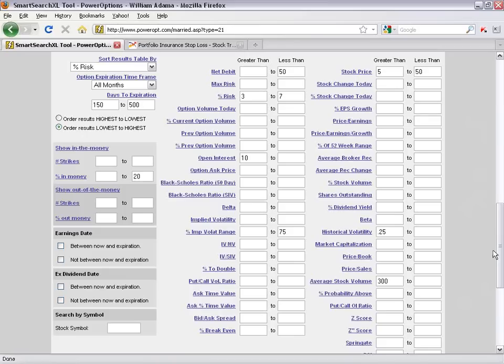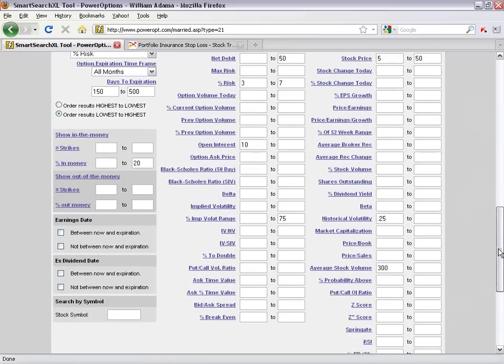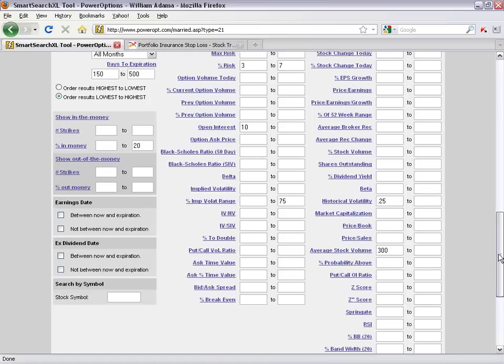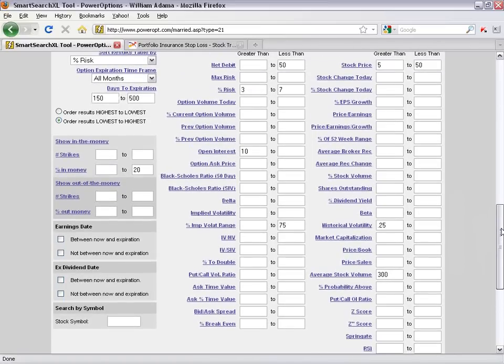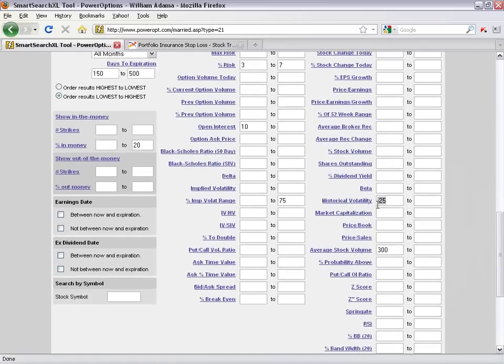Now you notice just on the general default screens of the roughly 25 different stock criteria we can use, we only have a few in there. The stock price limitation, of course. There's a historical volatility limitation where we're only looking for volatility greater than 25% or 0.25, and an average stock volume. Well, that's very limited in the search criteria. Why aren't we using the other criteria?